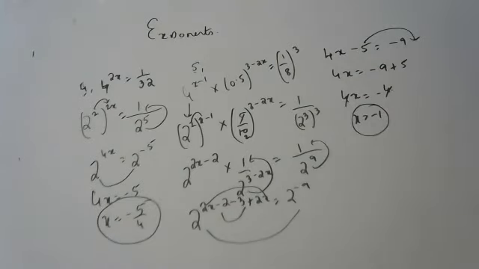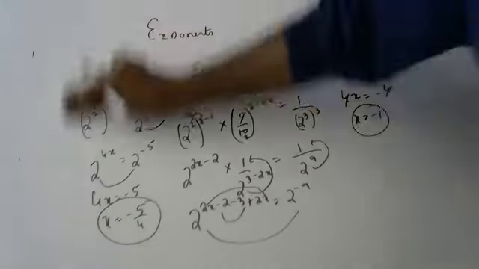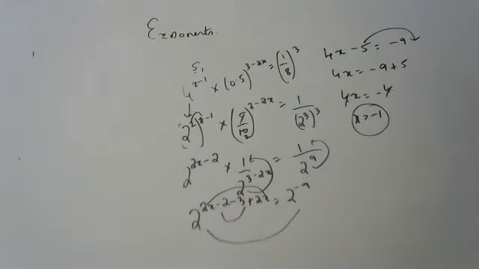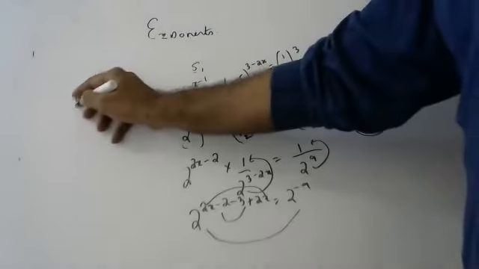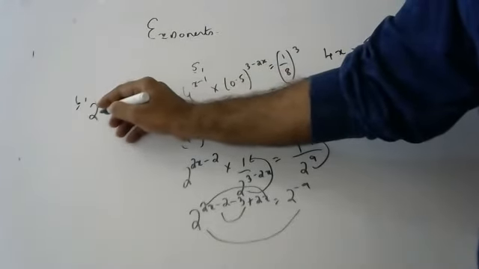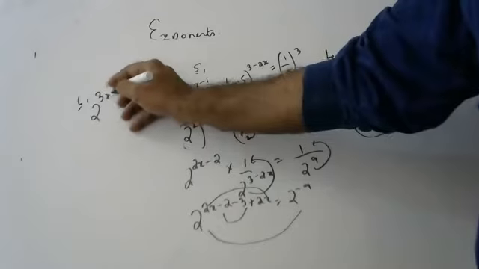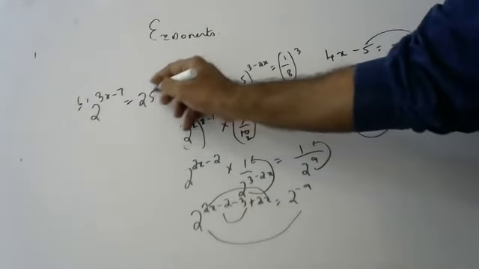I hope you understood, children. Very good. Wait, so one more sum. Megha, this one. Yes, sir. 2 to the power of 3x minus 7 is equal to 256.